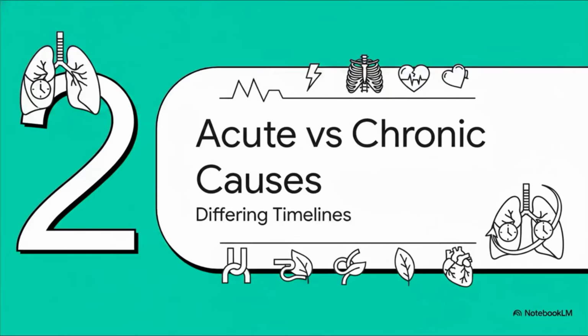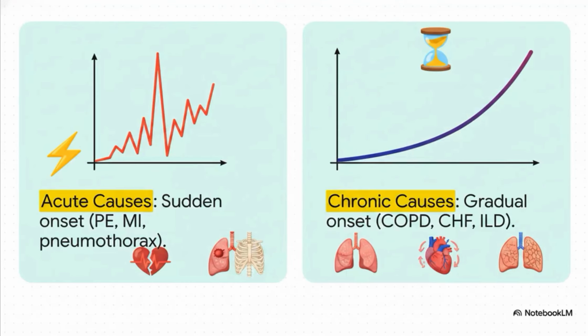Moving right along to Section 2, Acute versus Chronic Causes. By splitting these up, you can clearly delineate between sudden, life-threatening physiological changes and progressively worsening structural conditions. If the onset is acute, like we're talking minutes or hours here, you must immediately think of things like a pulmonary embolism, a sudden pneumothorax, or even a myocardial infarction. But if the onset is chronic and gradual, you're much more likely looking at long-term battles, COPD, congestive heart failure, or interstitial lung disease. The tempo of the onset, that is your very first major clue.